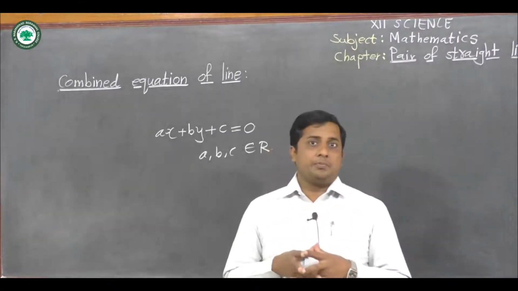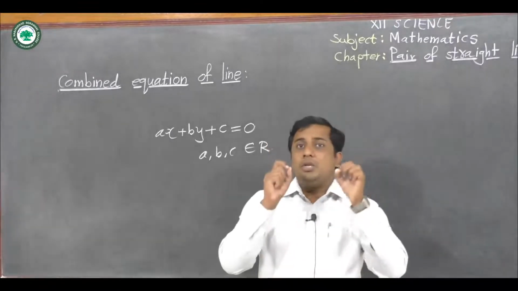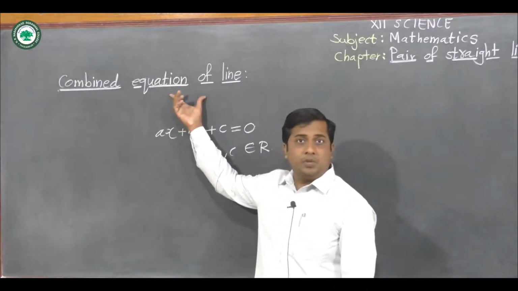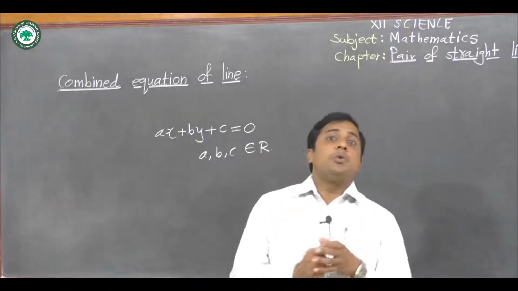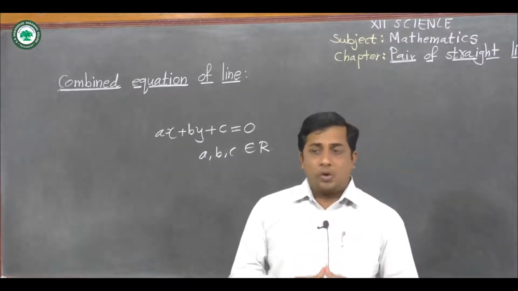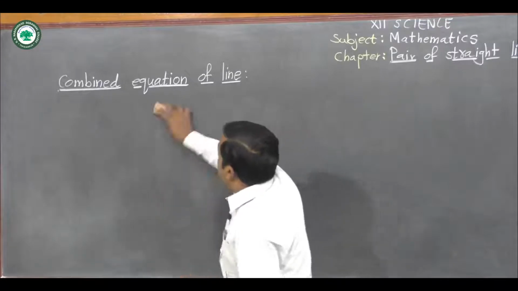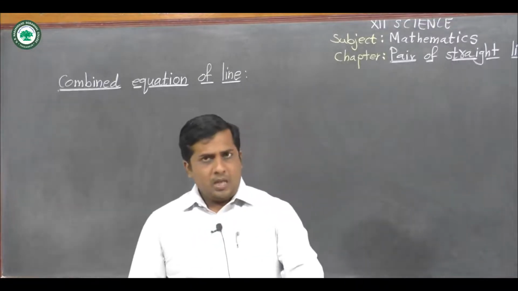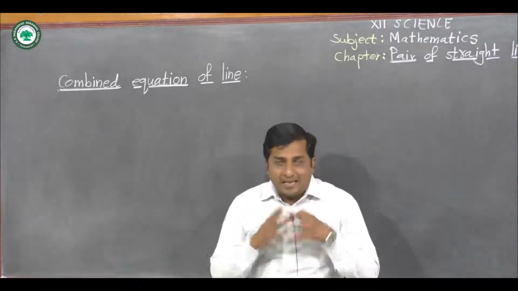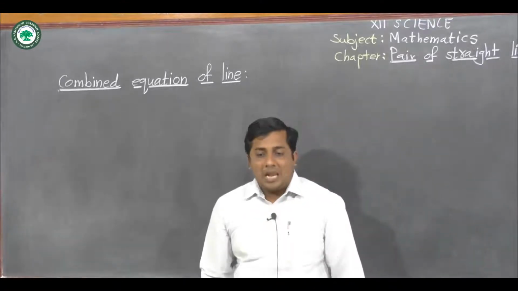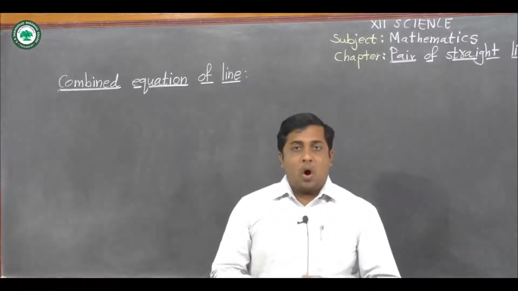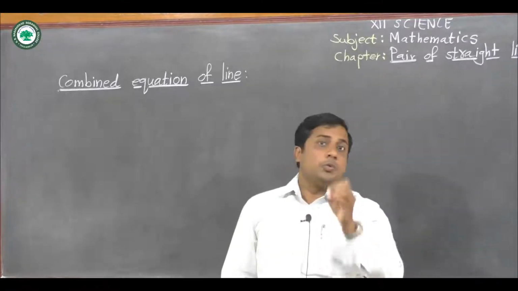We know this concept. Now in today's lecture, we go with our new concept in this chapter, and that is the combined equation of line. To define this concept, we have to use the definition of line. We have to consider various forms of the line. An equation which represents two lines, I repeat again, an equation which represents two lines, then this is called the combined equation of those two lines.